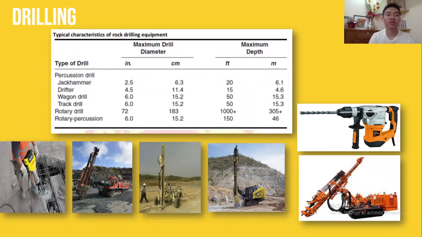So now let's proceed to drilling. Rock drilling tools include those used for oil and natural gas exploration, mining, construction, and all other industrial operations that need to excavate or drill through natural rocks, concrete and masonry. So here we have the typical characteristics of rock drilling equipment.